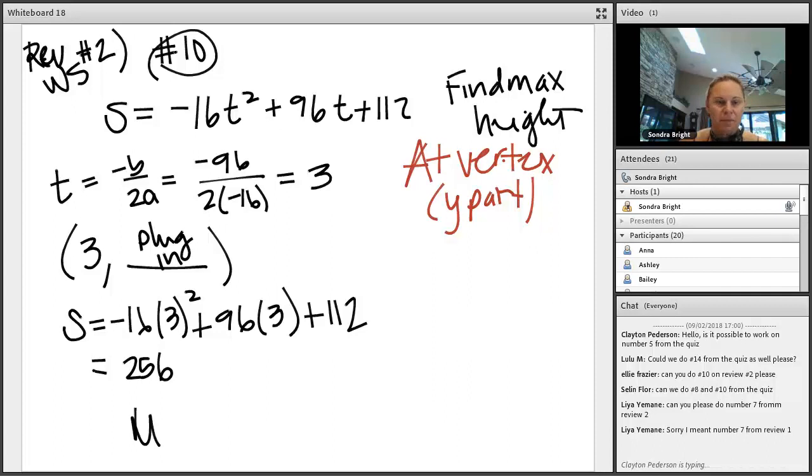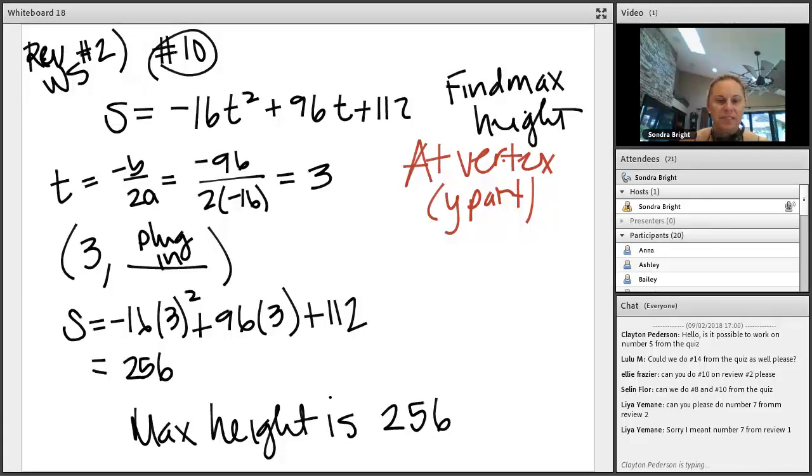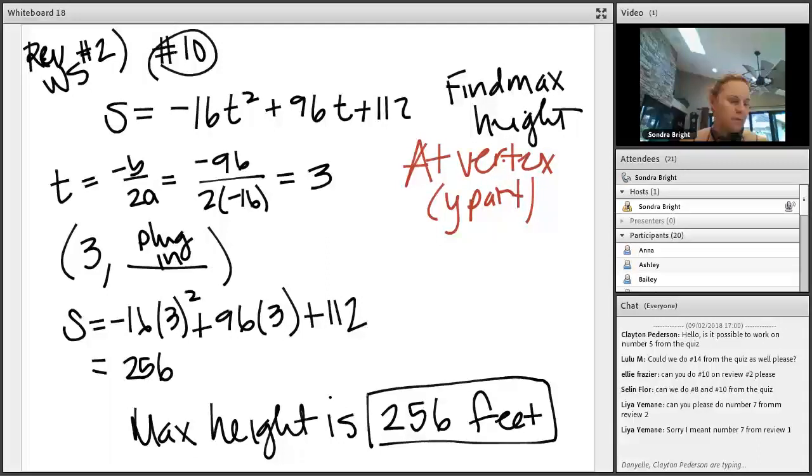So the max height is always the y part of the vertex, so 256, and then they told us s was in feet, so feet. Ball goes up to a height of 256 feet, and then comes back down.